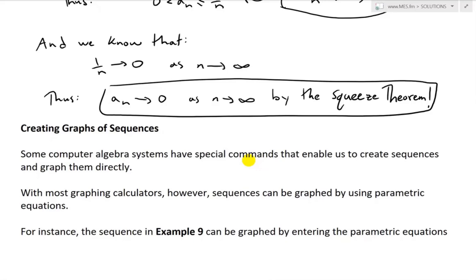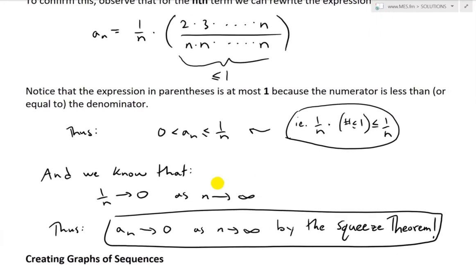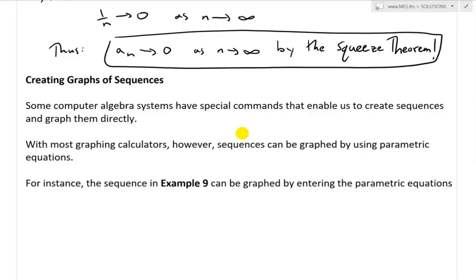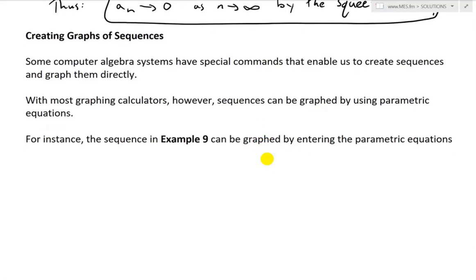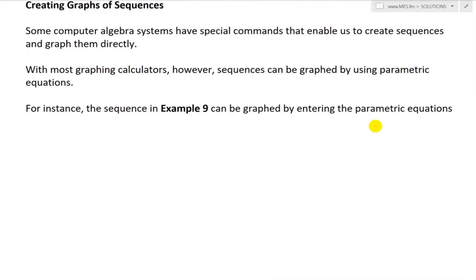Creating graphs of sequences, and then also how you can graph this particular sequence. So some computer algebra systems have special commands that enable us to create sequences and graph them directly. And with most graphing calculators, however, sequences can be graphed by using parametric equations. For instance, the sequence in example 9 can be graphed by entering the parametric equations.